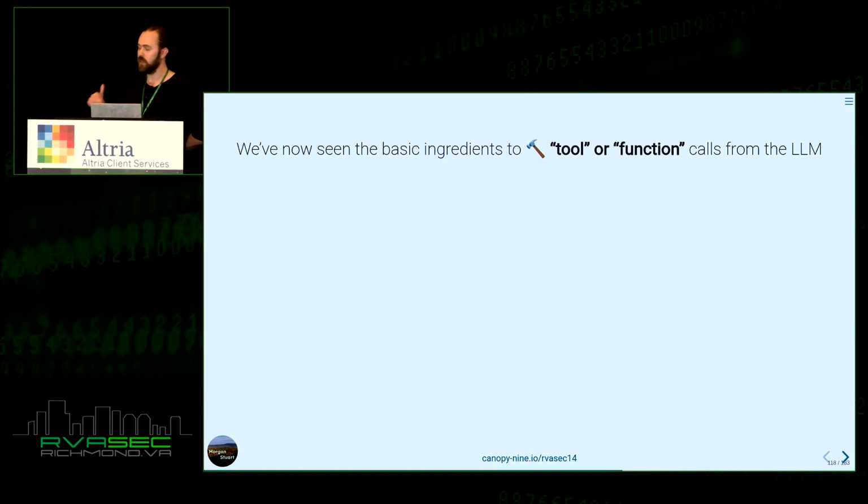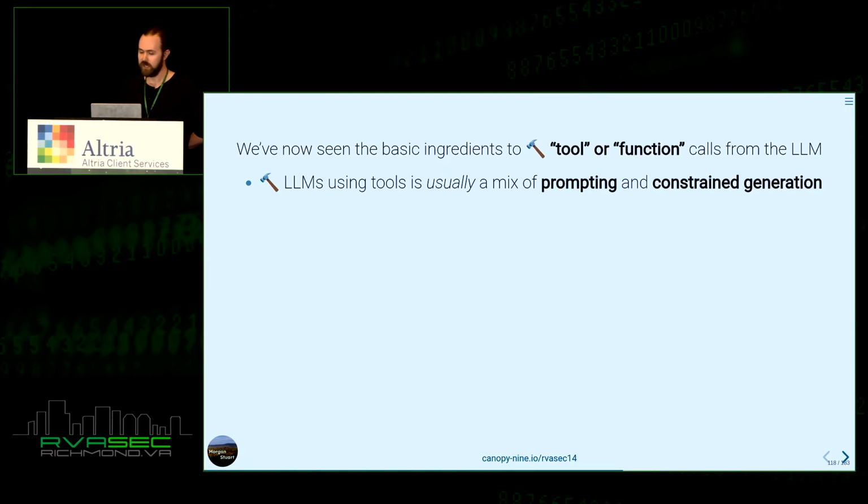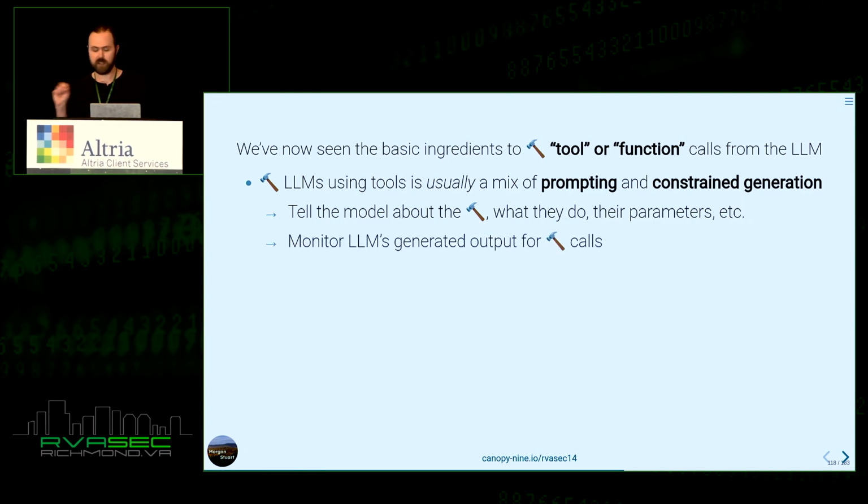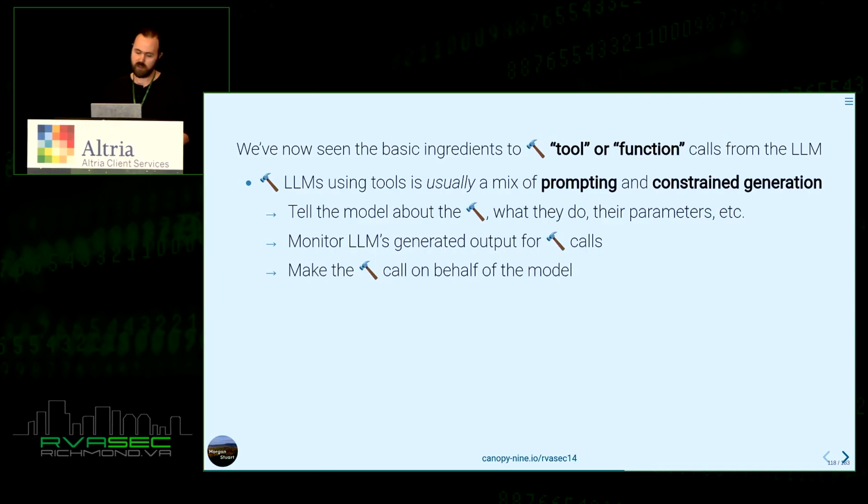You've probably heard people talk about how LLMs can call functions or call tools and things like that. Well, it's pretty sneaky and simple what's going on. It's usually just a mix of prompting and constraint generation. But I should say, again, this is all changing very quickly. At least this is how the really good ones do it. What it means is we're going to tell the model about the tools, what they do, their parameters, and we're going to monitor the LLM's generated output for those tool calls. And then we're going to make the tool call on behalf of the model.